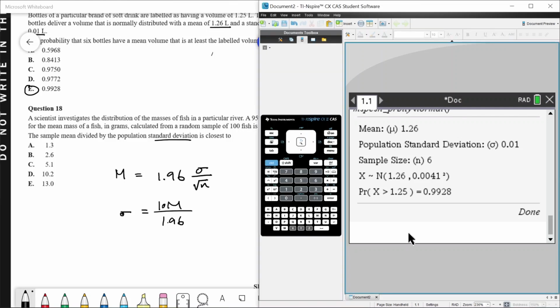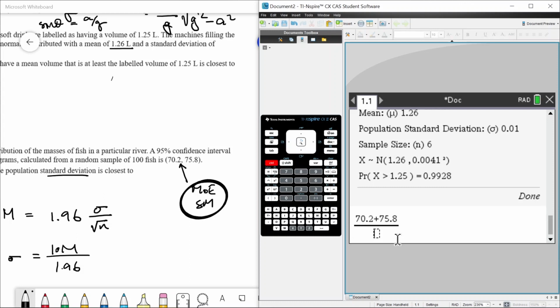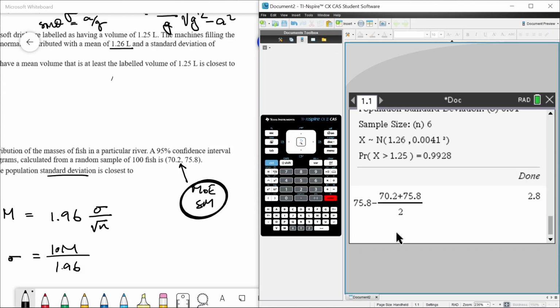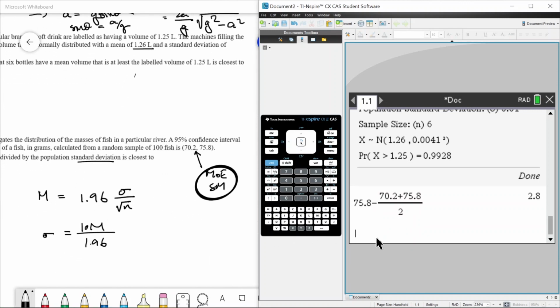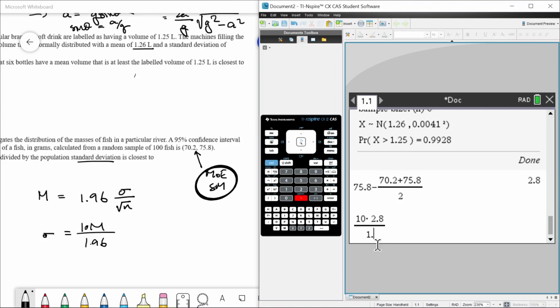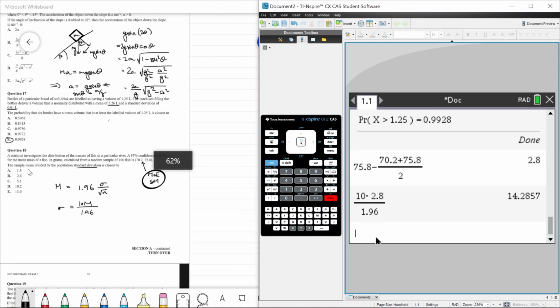You just got to take the mean of the endpoints, so that's going to be 70.2 plus 75.8, and all of this is divided by 2. So that's going to give you something, and then you subtract that from 75.8, and that's going to give you the distance from the middle to the endpoint, which is 2.8. So standard deviation is going to be equal to 10 times this value divided by 1.96. That's the standard deviation, and we want to find the sample mean.